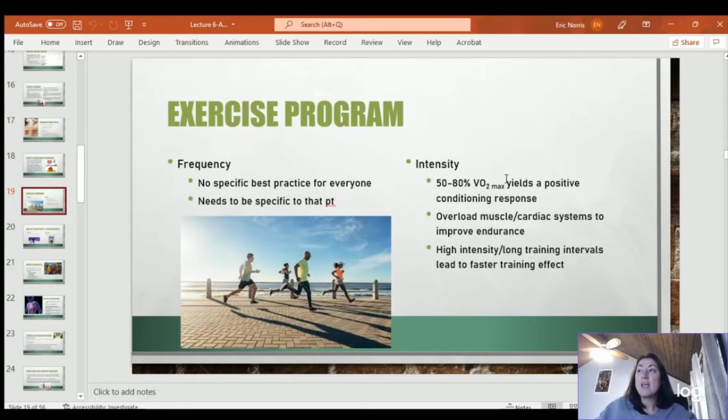The intensity, once you know their VO2 max, then 50 to 80% of that VO2 max yields the best conditioning response. Remember, in order to improve muscle strength, you must overload it, like the overload principle we learned about. So you still have to push the heart muscle to work a little bit harder than it's used to working in order to make it stronger. And if a patient's able to do high-intensity exercise or long-duration exercise, that is going to lead to the training effect occurring faster than if they're doing short, low-intensity exercise.